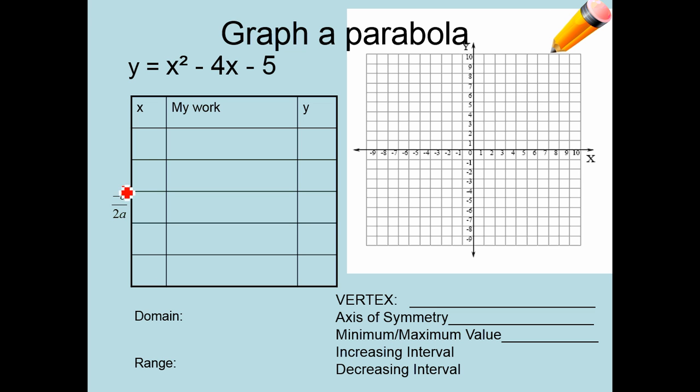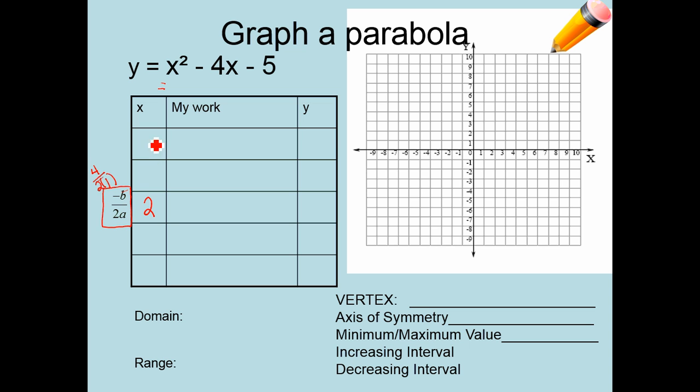So the middle x value in your table is always going to be found using the little formula negative b over 2a. In our quadratic equation up here, the b is a negative 4. So if I negate a negative 4, I would just get a positive 4 over 2 times the a in our quadratic equation above, which is a 1. So I have 4 divided by 2, which gives me an x value of 2. That means the x value of 2 has to be in the middle of my table. It's going to help me find the vertex.